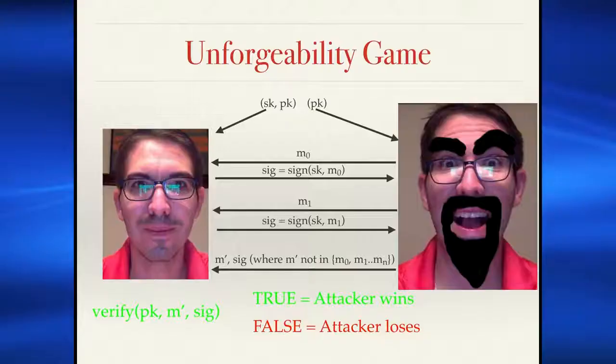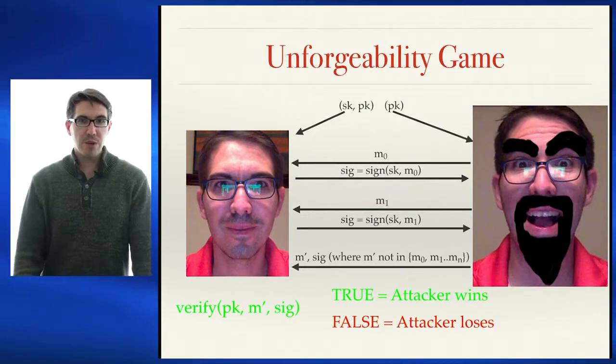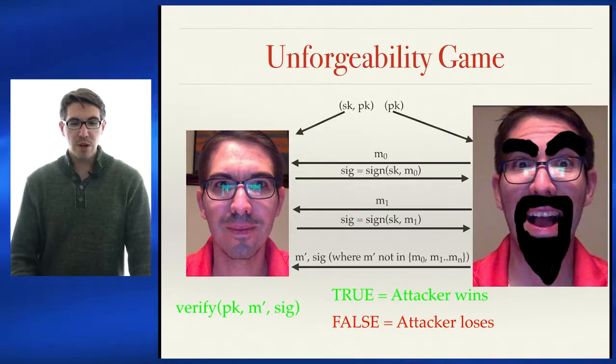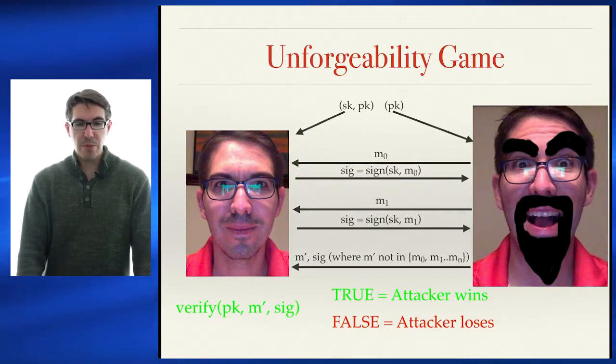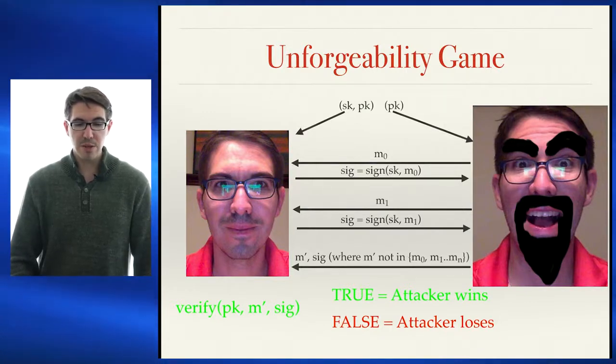So let's play something called the Unforgeability Game. Here we have the good Bill who knows the secret key and the public key, and the evil Bill who only knows the public key. Now, if our cryptography is all that it's cracked up to be, this Unforgeability game should allow us to do the following. Evil Bill sends good Bill a message, M sub 0, and good Bill signs it. He signs it with his secret key, gets the signature, and sends the signature for message M sub 0.